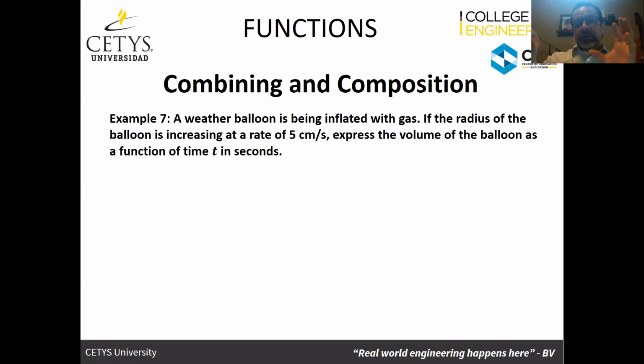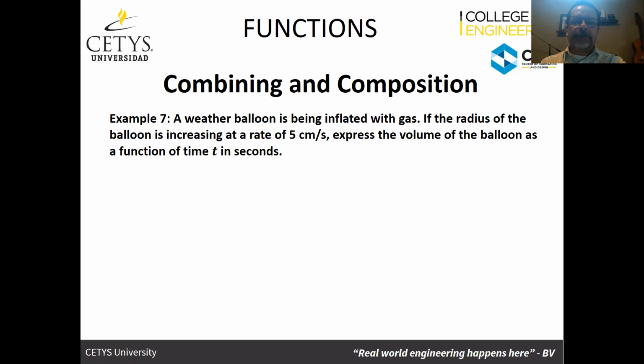Let's assume that the weather balloon is a sphere, a perfect sphere. And so the radius of the balloon, while you're inflating it, is increasing at 5 centimeters per second. Is that clear? So each second the radius is inflating 5 centimeters. So I hope it's clear that if the radius is increasing and you're inflating it, the volume is also increasing, right? So if the radius is increasing at 5 centimeters per second, the volume is also increasing at a certain rate. And I want to be able to find a mathematical expression that represents that.